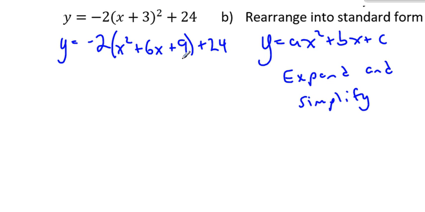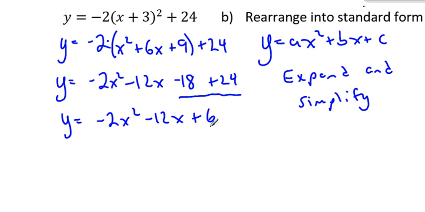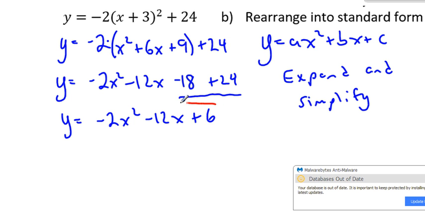So I did the exponent. I still can't do anything inside the bracket, I can't collect like terms, and there are no more exponents. So multiplication: there's multiplying -2 times the bracket. That's next. So -2x squared minus 12x minus 18. And finally, I can collect like terms, because those are both constants, meaning they're terms that don't have an x. So they're like terms. -18 plus 24 is positive 6. So this is in standard form.